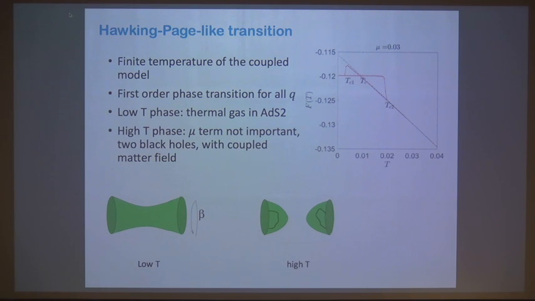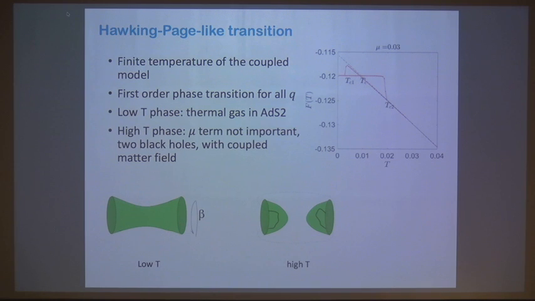You always have this first-order transition. And I would like to emphasize that it's not obvious that this should be the case. If you have a well-defined semi-classical bulk dual, you should expect this thing to happen. But here you have a large number of matter fields in the bulk. So the matter field contribution to the free energy is the same order as the gravitational contribution.